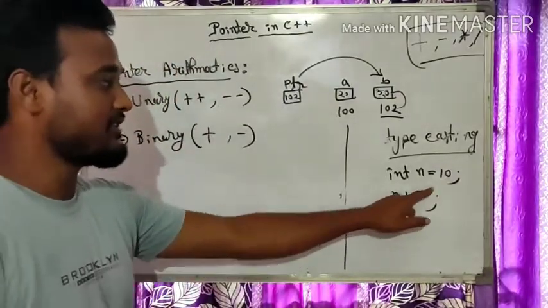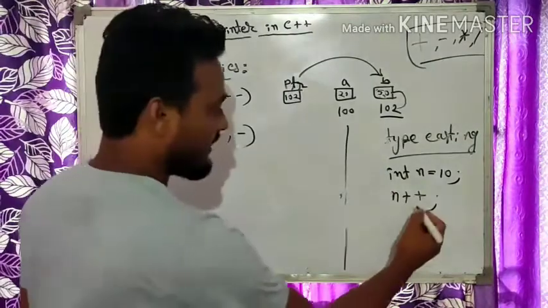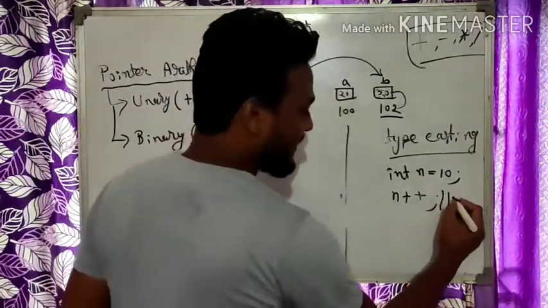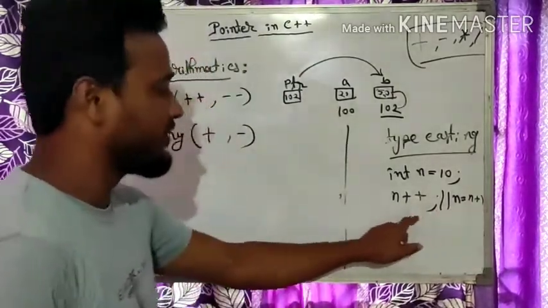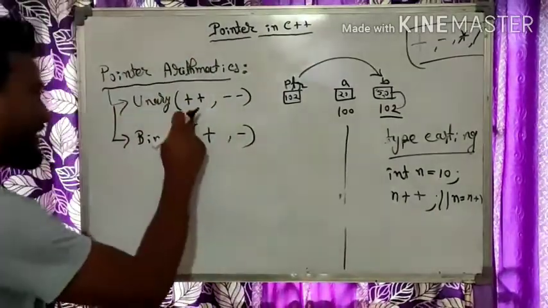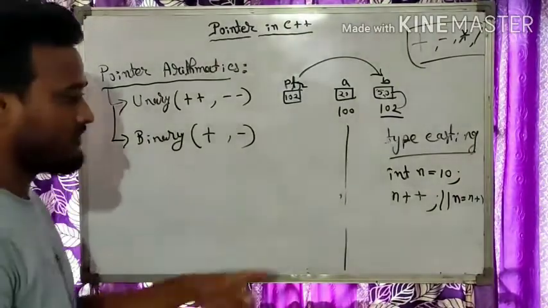This means this value of n will be incremented by 1. In short, you can write n++, which means n equals n plus 1. This will be incremented by 1. But in this case, this is slightly different from this.